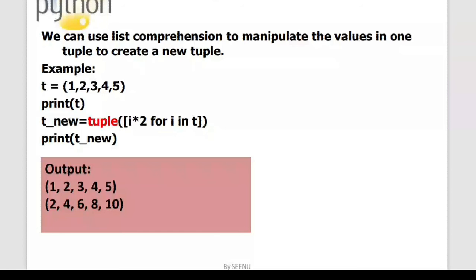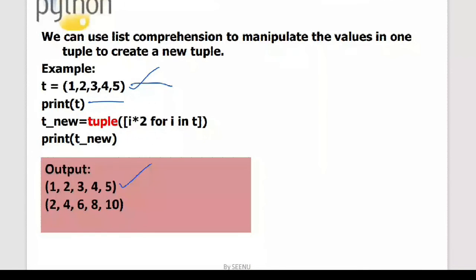I just have a tuple over here. I'm saying 1, 2, 3, 4, 5. This is how you actually declare a tuple. I just wanted to show you this is how you create a tuple. And then we are printing the tuple, so I'll get 1, 2, 3, 4, 5 like this. Now say I want to create a new tuple by using the concept of list comprehension.